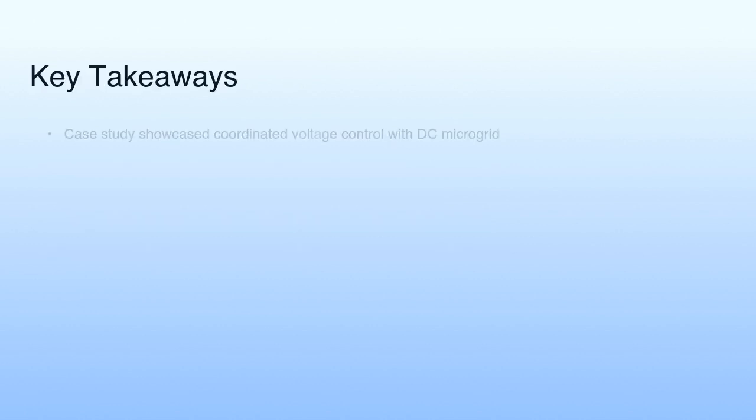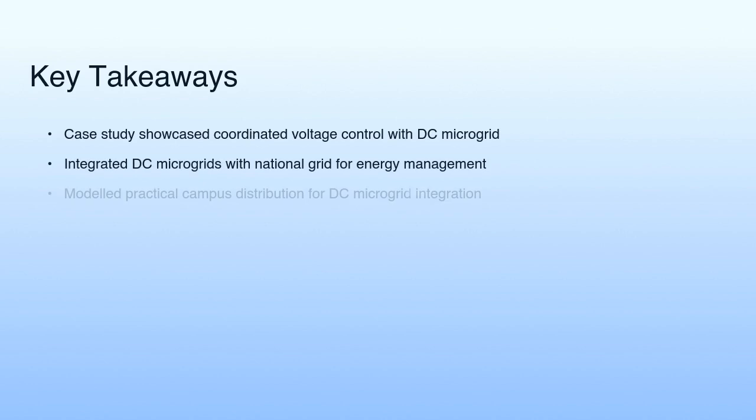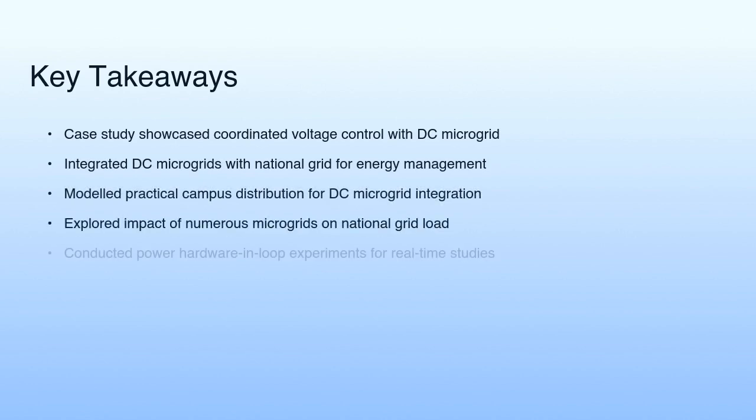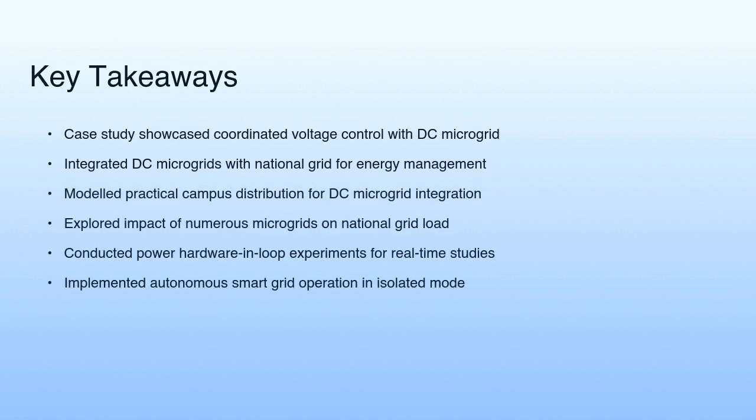The key takeaways highlight the case study showcasing coordinated voltage control with a DC microgrid, the integration of DC microgrids with the national grid for energy management, the modeling of practical campus distribution for DC microgrid integration, the exploration of the impact of numerous microgrids on the national grid load, the conduction of power hardware-in-loop experiments for real-time studies, and the implementation of autonomous smart grid operation in isolated mode.